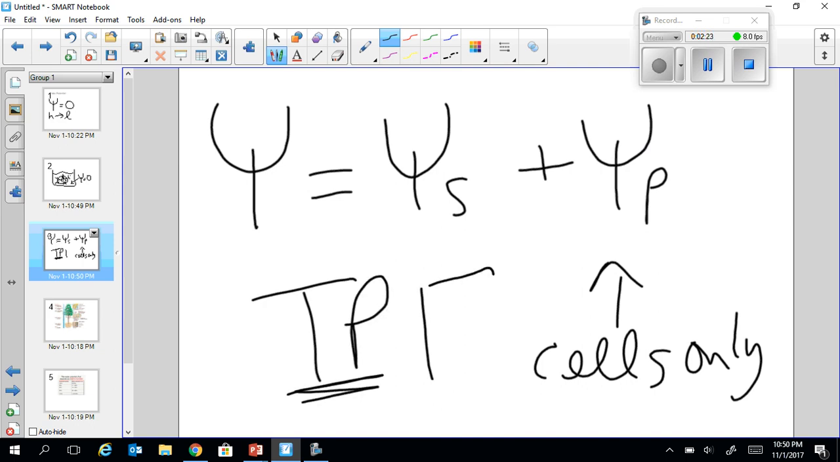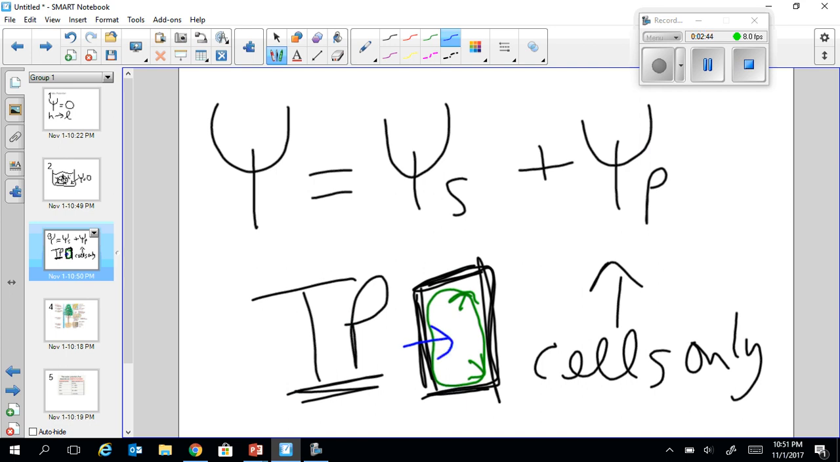Turgor pressure is if I have a cell, here's my plant, there's my cell wall, and here, let me use a different color, here is my cell membrane. The turgor pressure is the amount of pressure that the membrane is exerting against the cell wall. So if you think about that for a minute, if you have water coming into the cell, the turgor pressure is going to go up. There's going to be more pressure pressing against that cell wall.